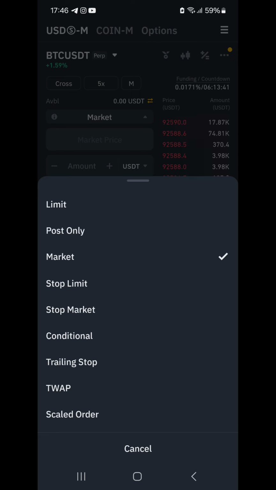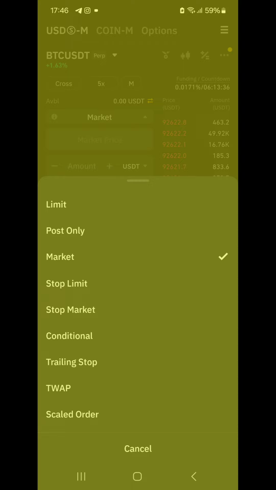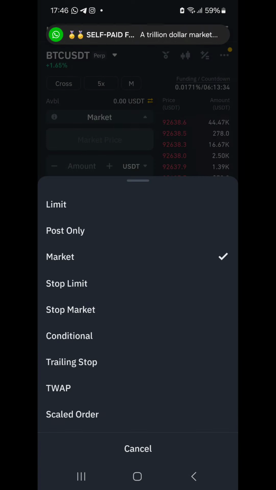Let me take it again. Post only ensures your order is placed in the order book as a maker order. I will actually give you a bonus video on makers and takers in financial trading for you to understand it. So post only ensures your order is placed in the order book as a maker order, meaning you won't take liquidity from the market. A maker does not take liquidity from the market. I will explain this better in the next video.